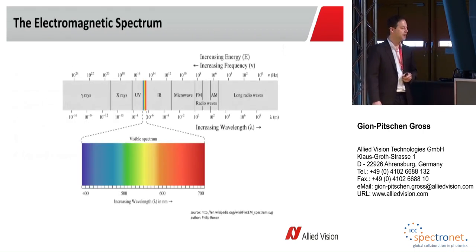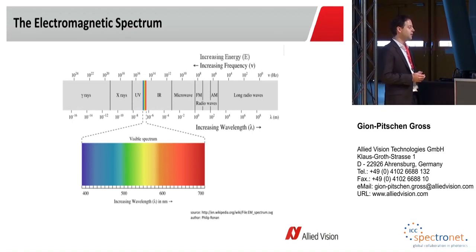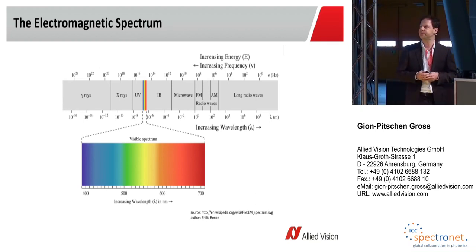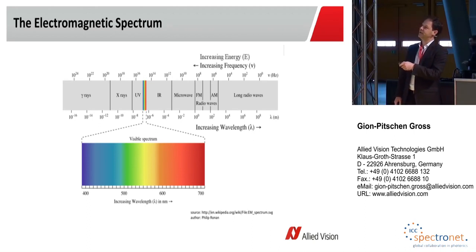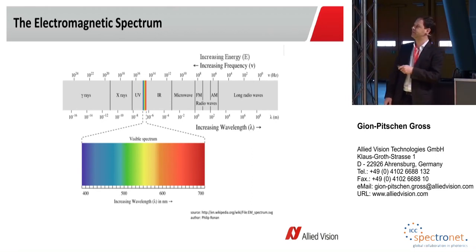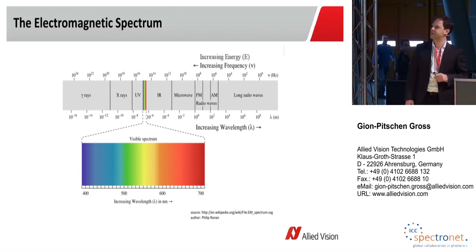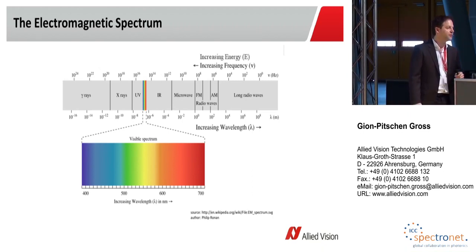So the electromagnetic spectrum: we can only see a very small part of it with our human eyes, roughly between 400 and 750 nanometers. On the lower end of the spectrum, it extends into the ultraviolet. On the other end, above the red, it extends into the infrared region of the spectrum. We will hear a bit more about the infrared later on.